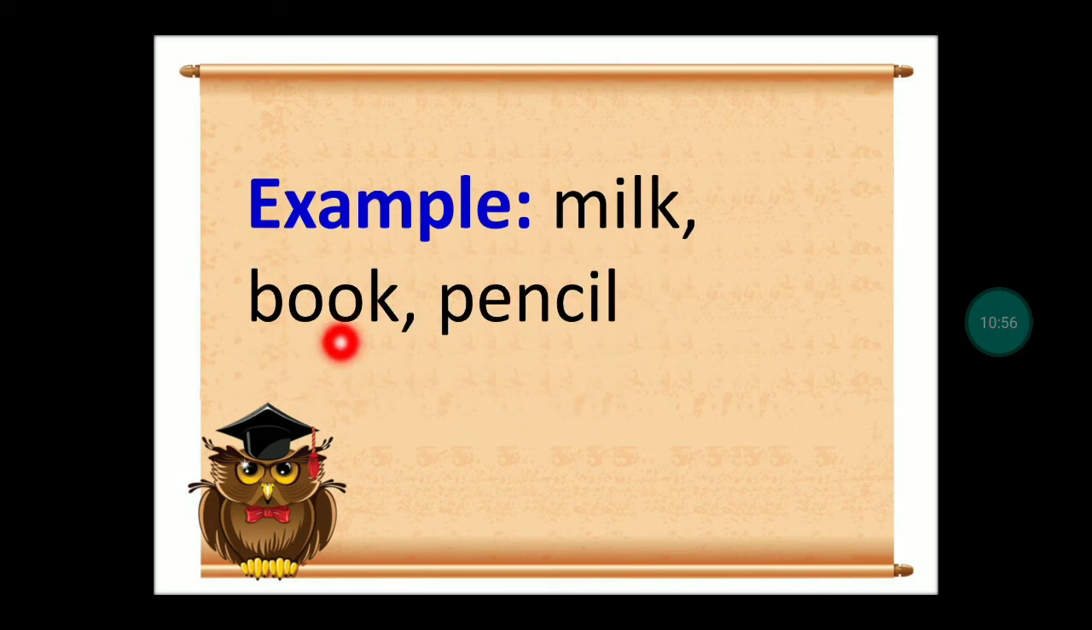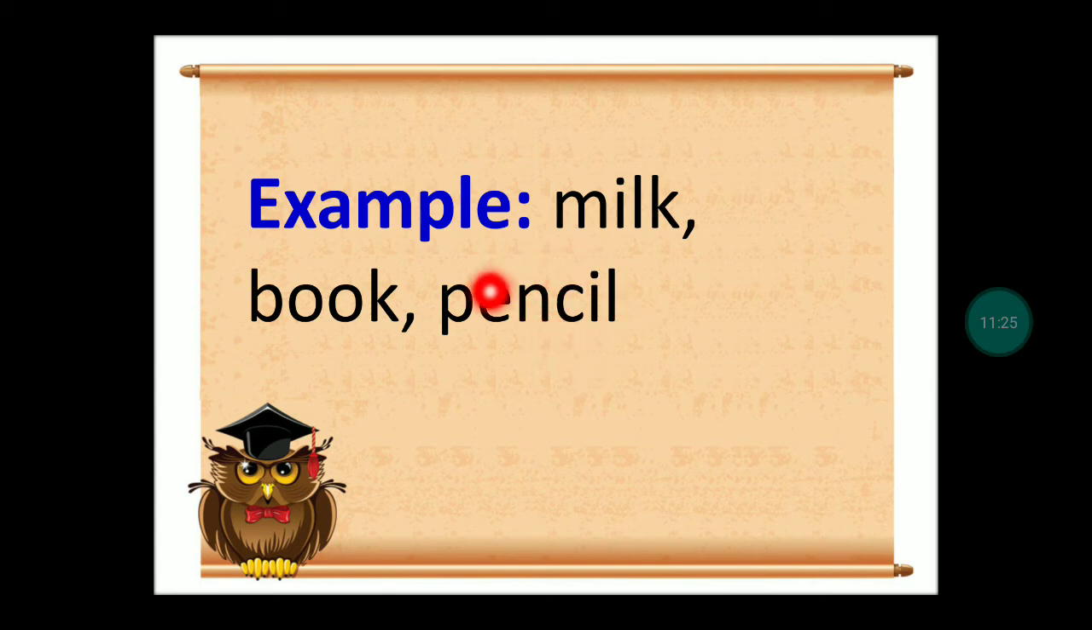Milk, book, pencil. So milk, book and pencil are neither male nor female nor animal. They are non-living things which do not have life. So they are neuter gender. So milk, book, pencil are neuter gender.